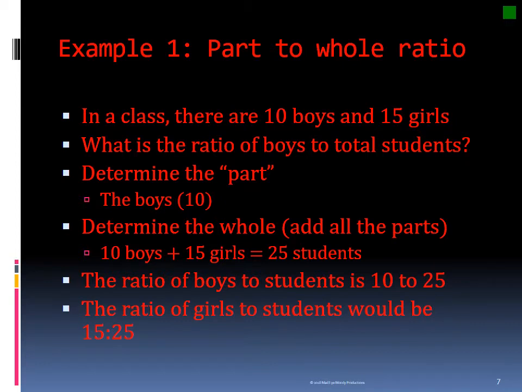Now, conversely, if we were interested in the other part, what is the ratio of girls to total students, we would have the same quantity as the whole, because there would still be 25 students, but instead of 10, we would be using the number 15 because we would be comparing a different part of the whole to the whole. So the ratio of girls to students would come out to be 15 to 25.